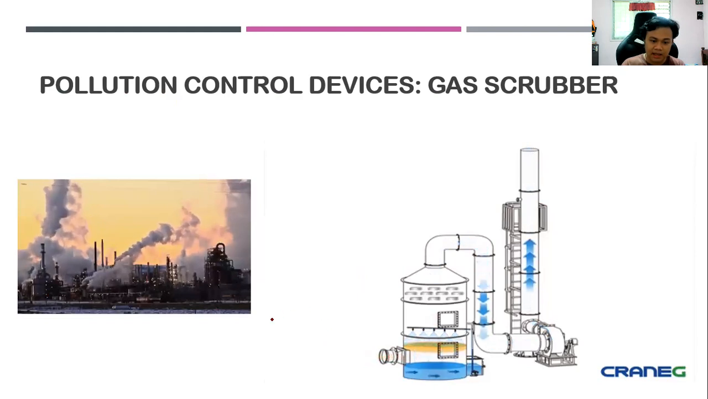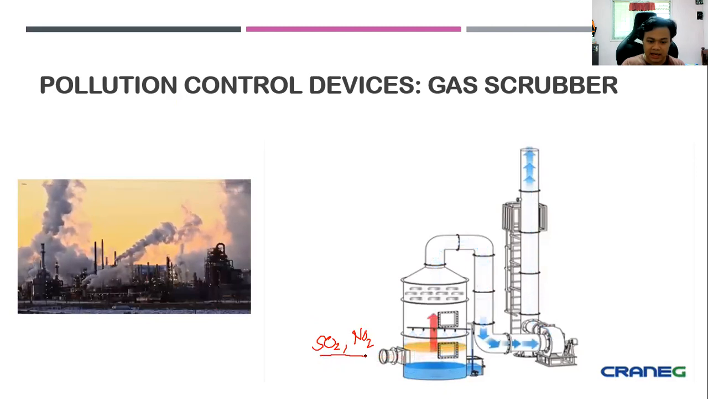And actually, we do not remove the sulfur and nitrogen from the coal, because it's expensive and it's not ideal, it's not optimal. So as SO2 and NO2 form, they enter here. By the way, this is called a gas scrubber. This is a chemical engineering unit operation, and you will meet it in your third year, I think.